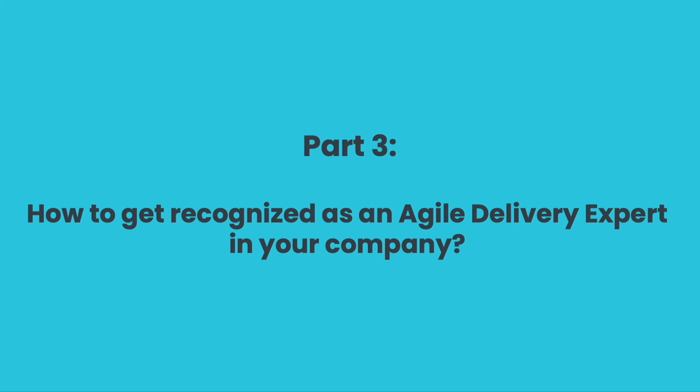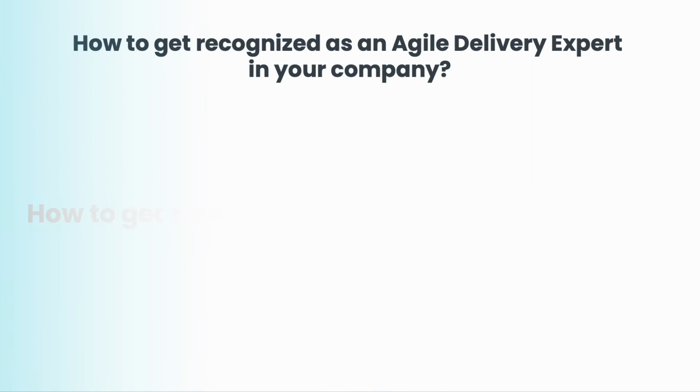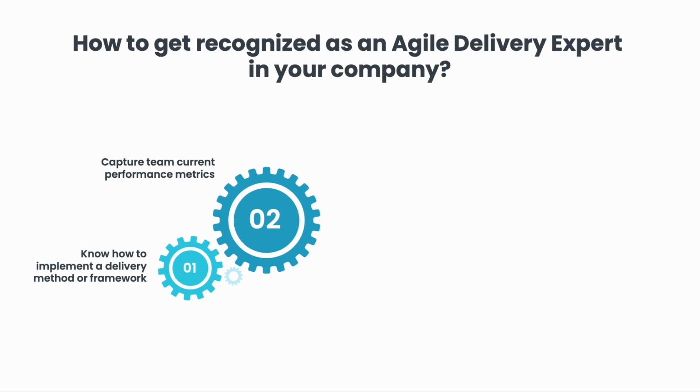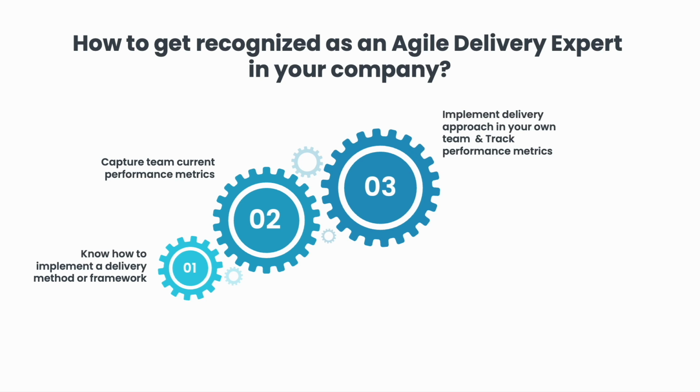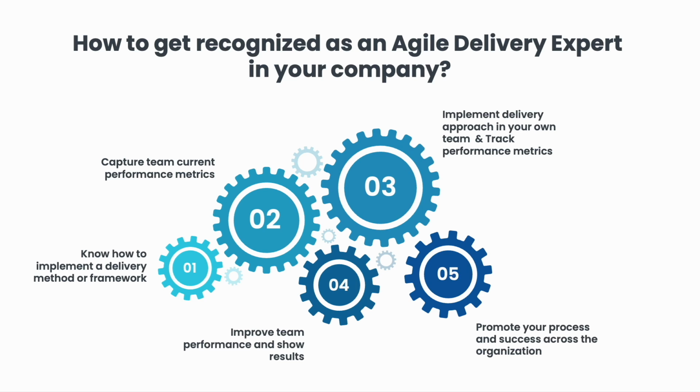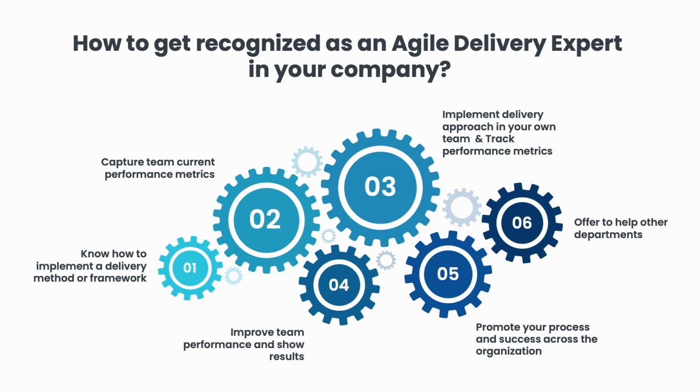In order to get recognized as an Agile delivery expert in your company, you need to follow this approach. First, you need to know how to implement a method or framework of delivery, like the one outlined in this class. Second, you need to capture performance metrics of the current delivery. Third, implement your delivery approach in your own team. Fourth, you need to improve team performance and show results, so start measuring team performance based on your new Kanban delivery. Fifth, promote your process and success across the organization. Sixth, offer to help other departments. Let's expand on each point.